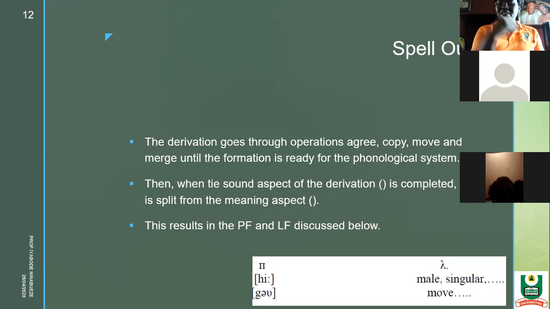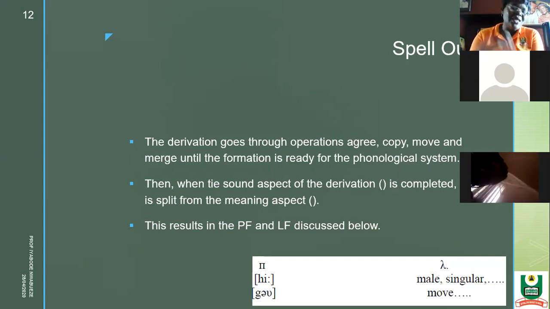Of course, you already have the select, you already have the agree. Now you have to copy, you have to move, you have to delete, you have to merge for you to be able to have the actual structure. But the spell out stage has been arrived at, asking a question, but the logical stage has not changed. So what you are asking now is a question.